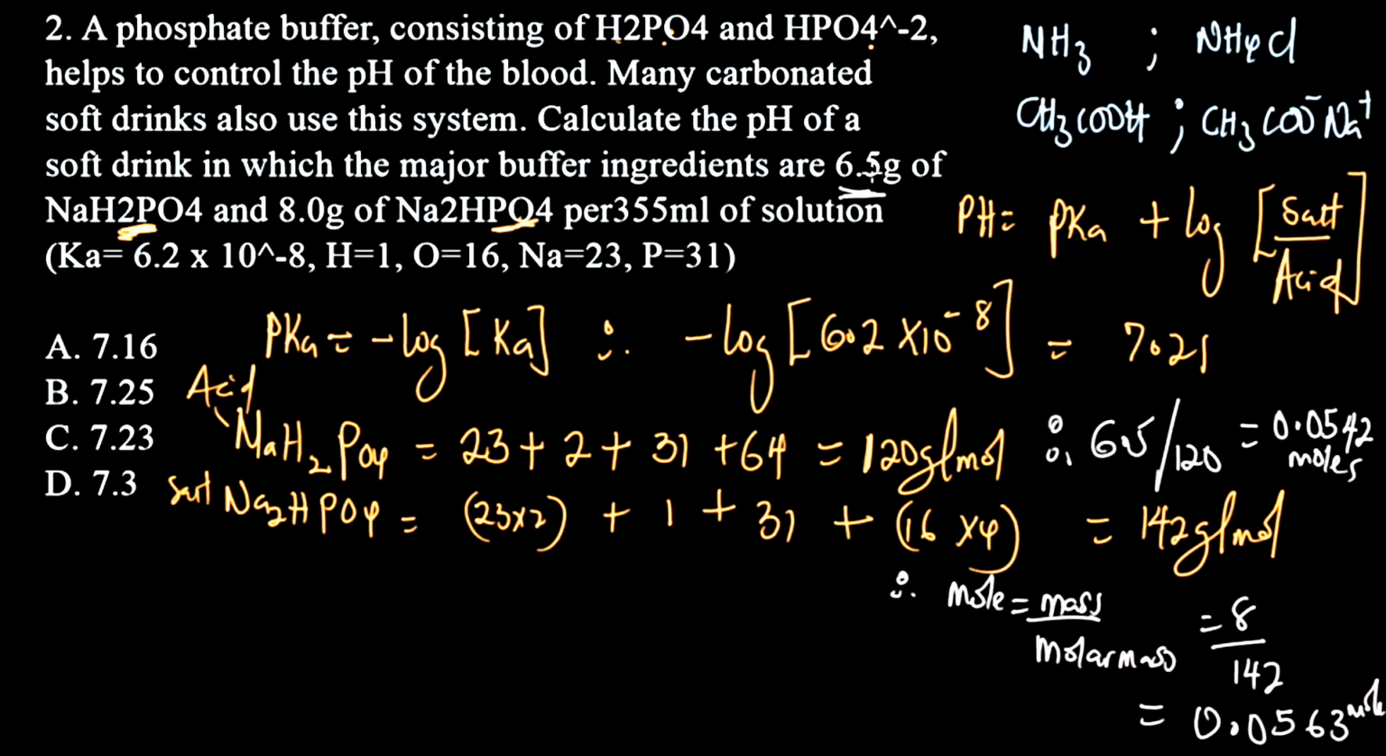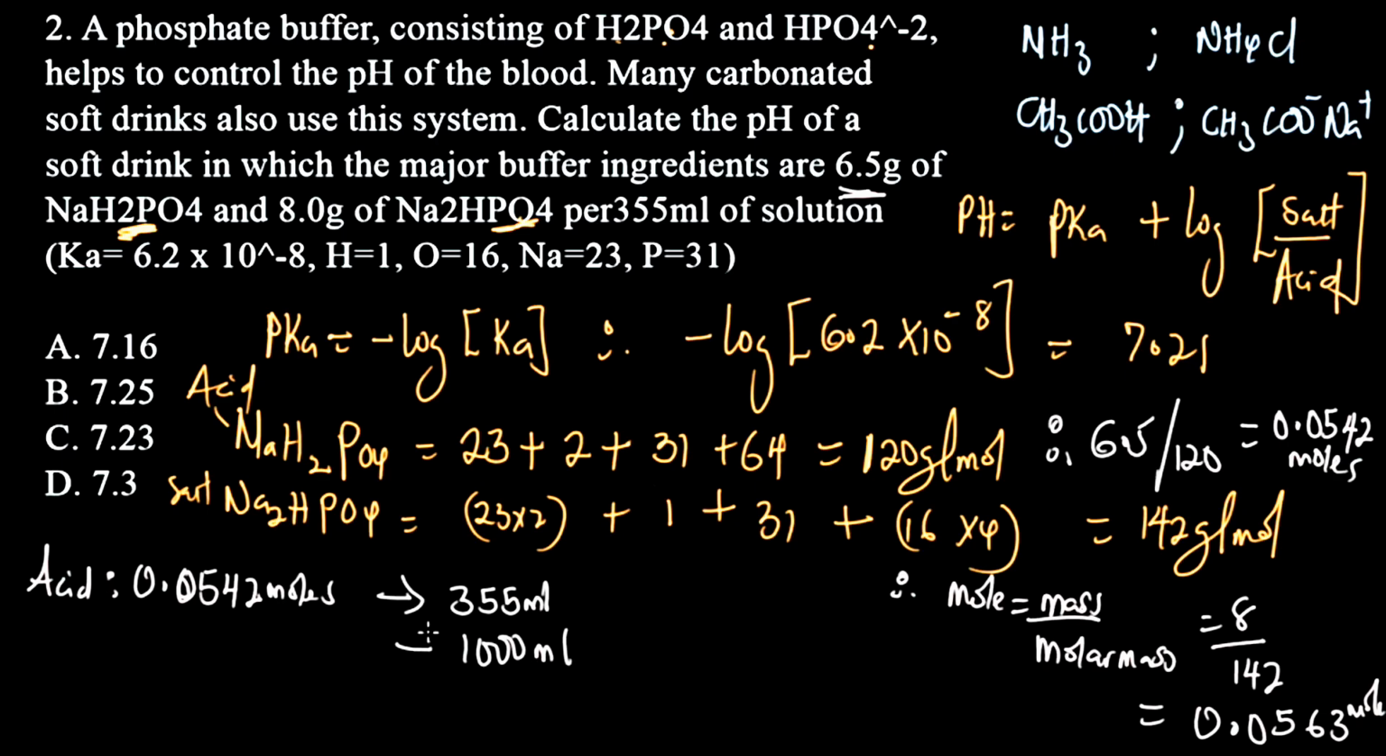So now also we need to put this in 1000. The first one was 6.5 gram in 355 mil, and it's the same thing as, okay, let's write it out. The acid is 0.0542 moles in 355 mil, right? So we need to convert it to mole per dm cube, and that will be 1000 mil. So this is x. Cross multiply, and we have our x to be 0.153 mole per dm cube.